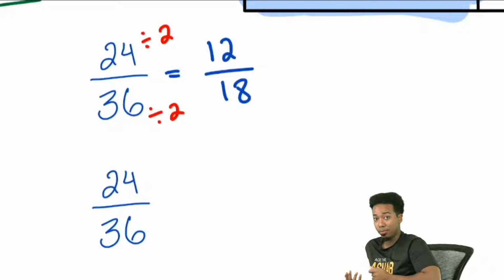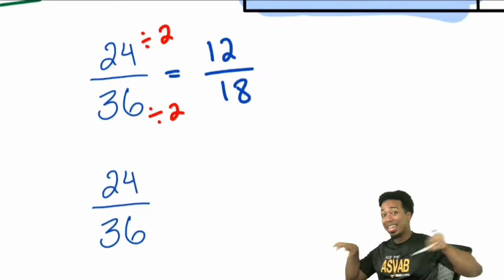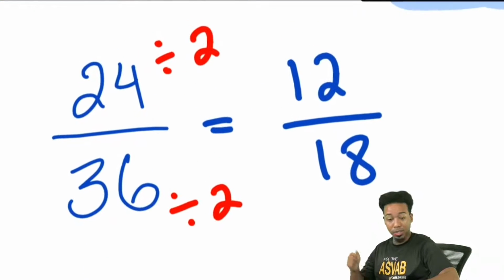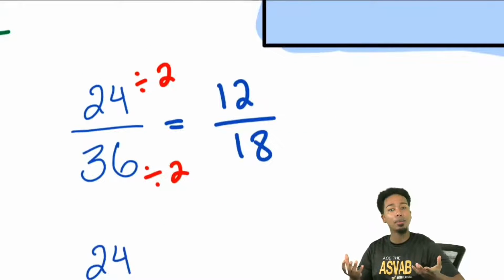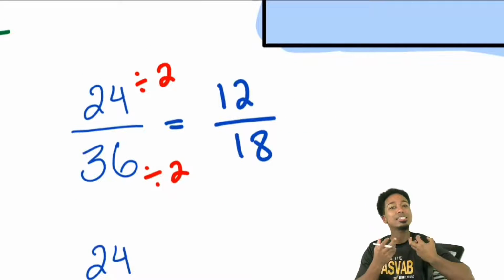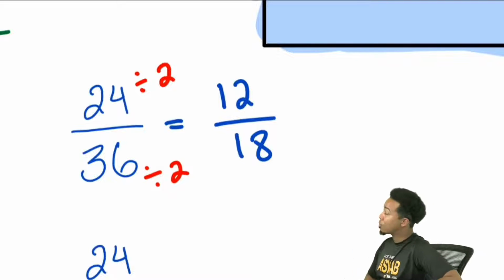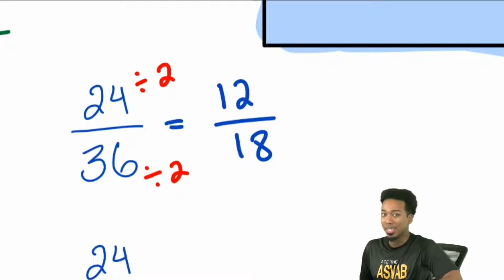It is not as simple as you can make it. There's still more that you can take out. If you take a look right over here, the divide 2 on top and bottom, you're taking the 2 out of the top and the bottom to make it easier to read, simpler to read. You have 12 over 18. There's still more you can take out.